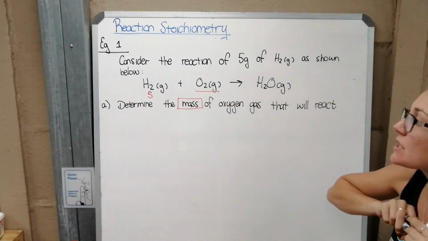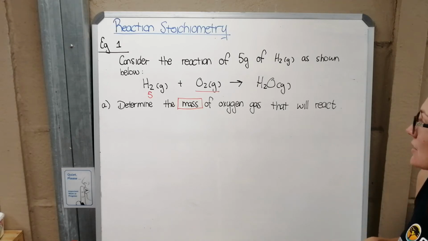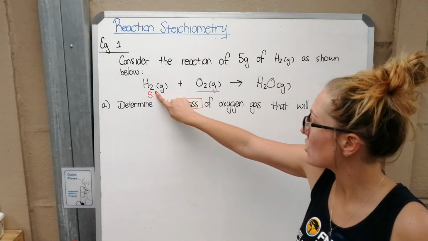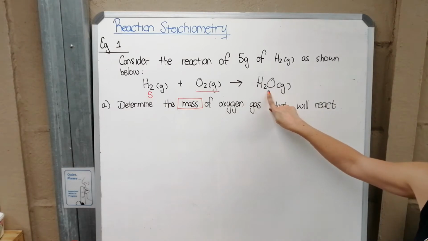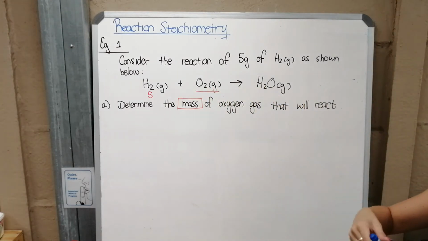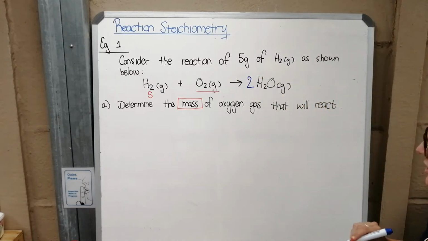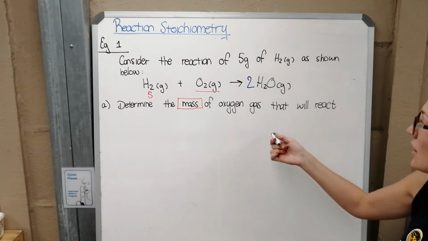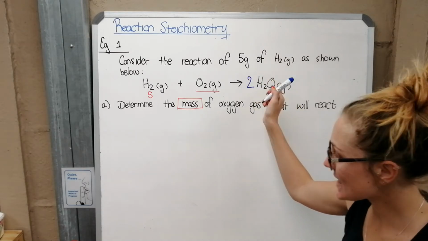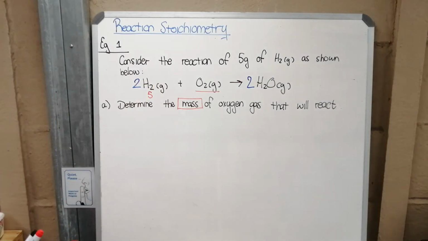Now the first thing you do is make sure you have a balanced reaction equation. Let's check. We've got 2 hydrogen atoms there, 2 hydrogen atoms there, that's cool. 2 oxygen atoms here and only 1 there. So we need to put a 2 over there. That balances my oxygens, but now that throws my hydrogens out. I've got 4 hydrogens on the right, I need 4 on the left, so I'm going to put a 2 over there. Now it is balanced. Now we need to determine the mass of oxygen gas that will react.